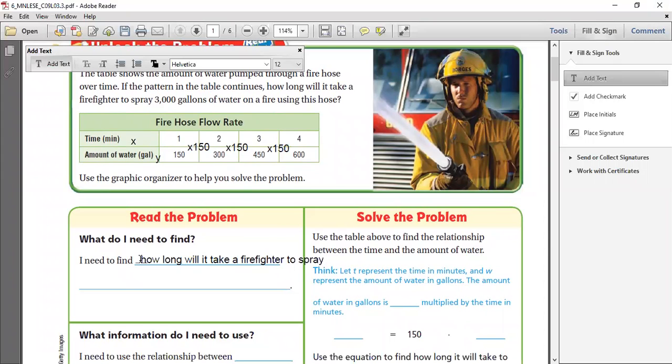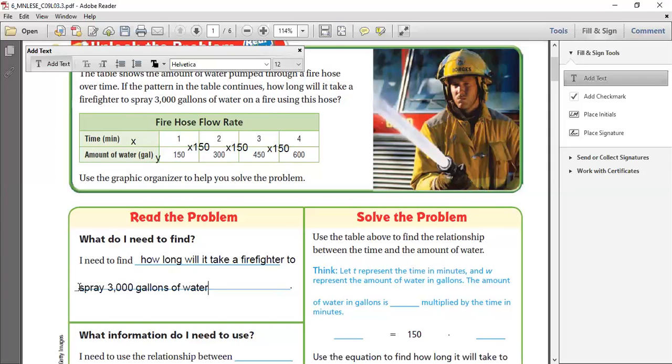Have you all finished writing? Don't worry, I'm still typing. Okay. So how long will it take a firefighter to spray 3,000 gallons of water?